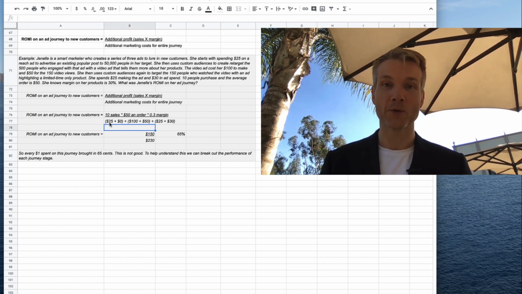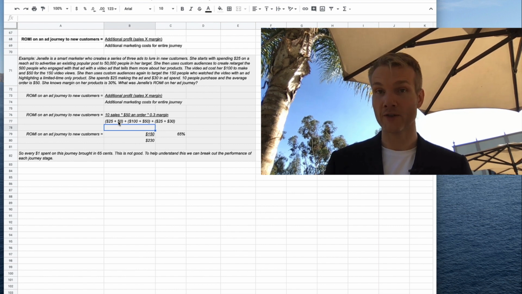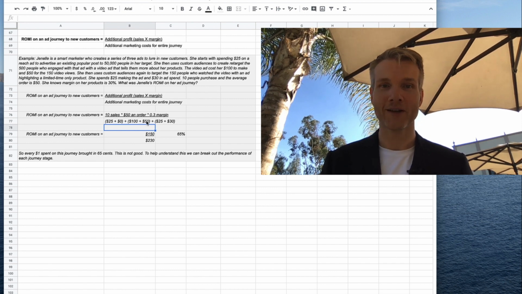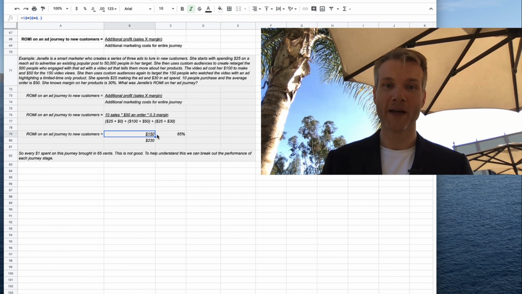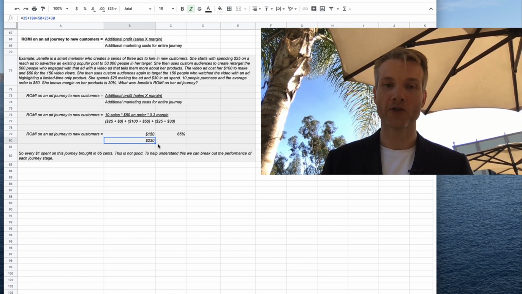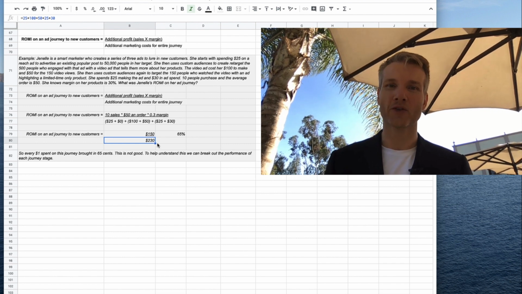The first ad, it was $25 for ad spend and then $0 for production because it already existed. They already had that post. There was $100 to make the video and then $50 in advertising and then $25 for that final ad as well as $30 in ad spend. We can add up all of these numbers and we see that she made $150 in profit, but it cost her $230 to get that $150 in profit.